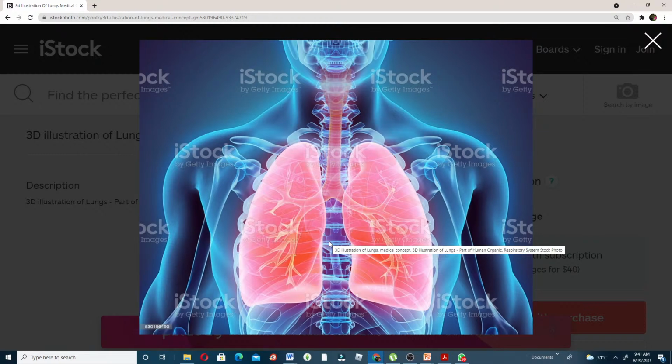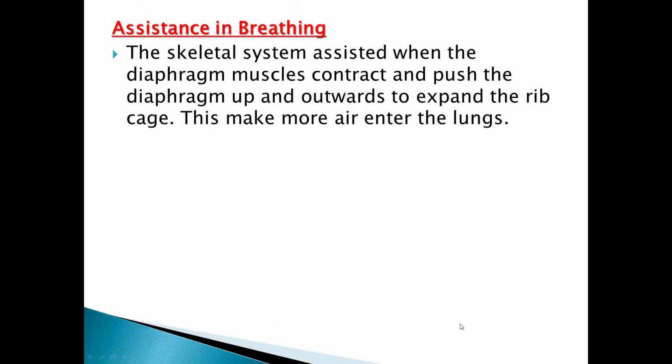Now, whenever you're breathing out, what the rib cage normally does is go inwards towards the lungs, and that movement generates some amount of pressure on the lungs, and that pressure helps the lungs to force out the air, or the exhaled air. So that is how the human skeletal system assists in breathing.